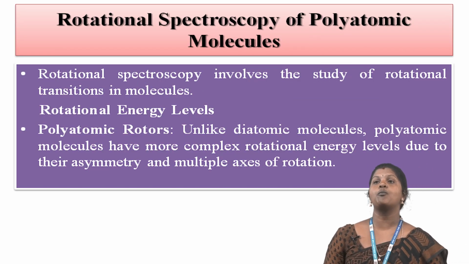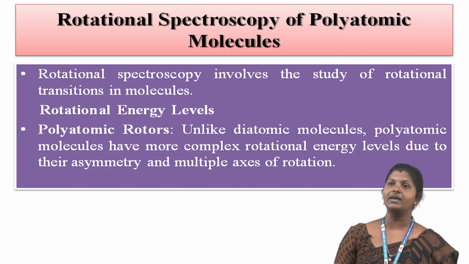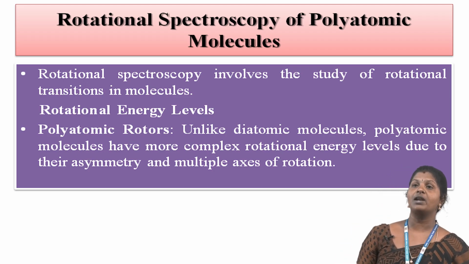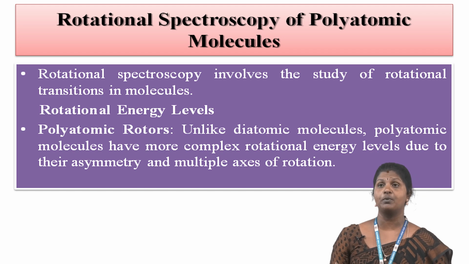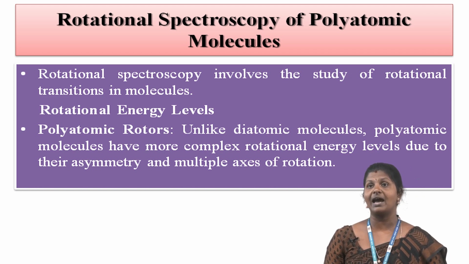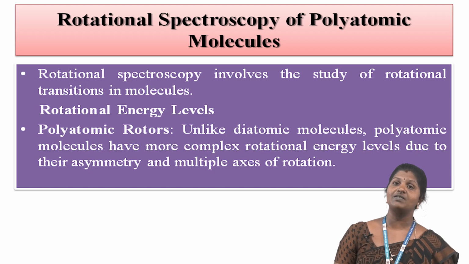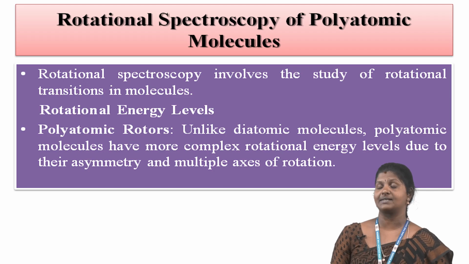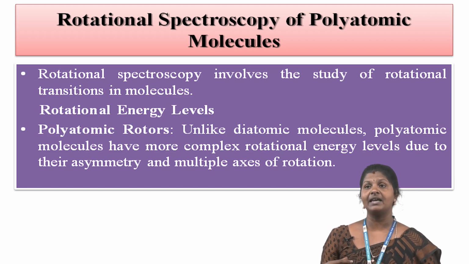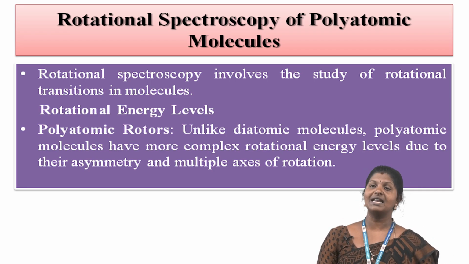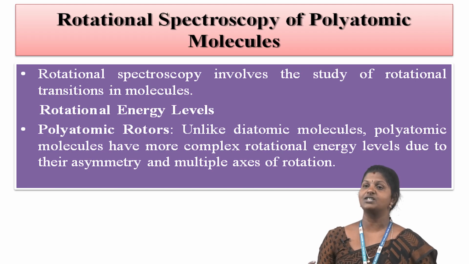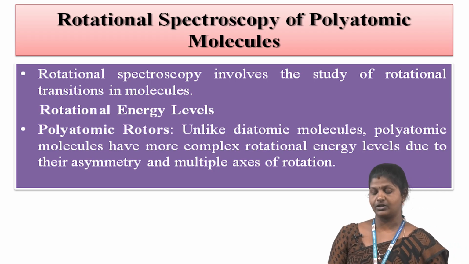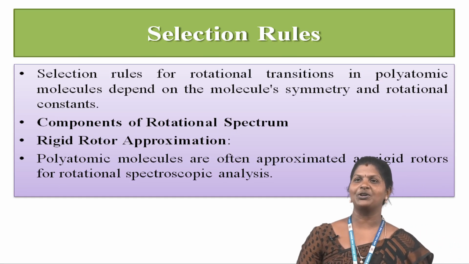The rotational spectroscopy of polyatomic molecules. Rotational spectroscopy involves the study of rotational transitions in molecules. For polyatomic molecules, rotational spectra provide information about molecular structure, moment of inertia, and internal dynamics. Unlike diatomic molecules, polyatomic molecules have more complex rotational energy levels due to their asymmetry and multiple axes of rotation. The rotational energy levels are characterized by three rotational constants, A, B, and C, corresponding to rotation around the principal axes of inertia.